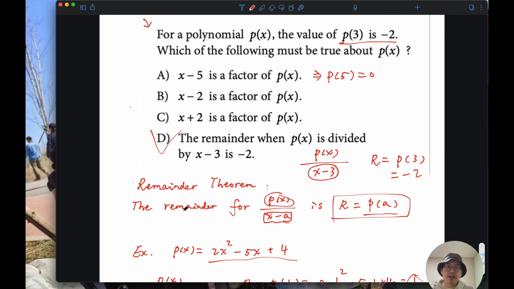Okay, so that's how we can apply the remainder theorem to questions. That's all for today. Hope this can help you with your preparation for the SAT.